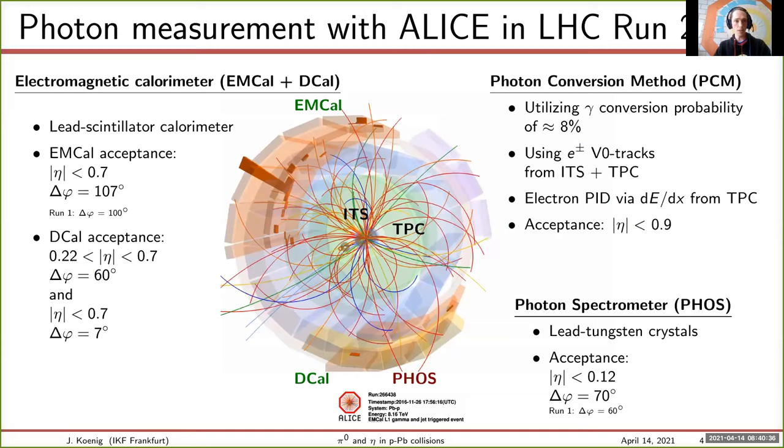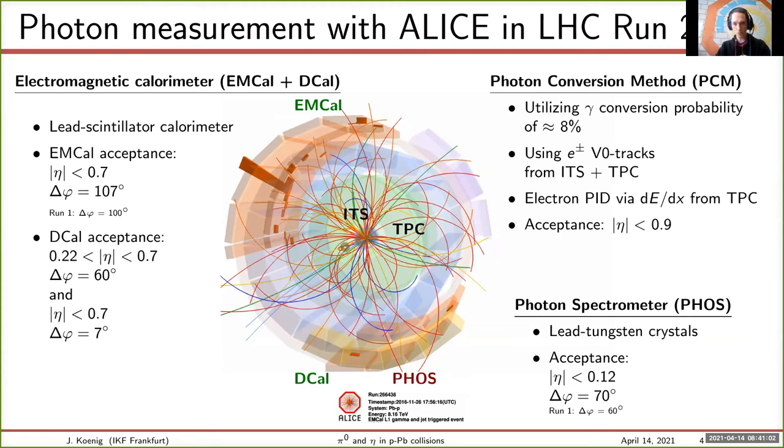Okay, so I'll talk briefly about the photon measurements that we can do in ALICE. So we have two electromagnetic calorimeters. The first one is the electromagnetic calorimeter EMCal, and it has an extension, the DCal. It's a lead scintillator calorimeter and has a fairly large acceptance. You can see it here in red, and on the opposite side, the DCal.